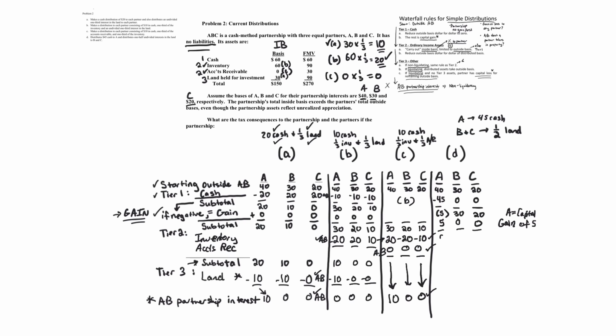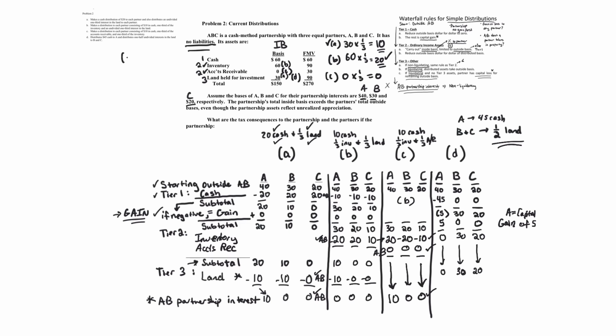So look at this. A has 0 basis at this time in the subtotal. B and C have 30 and 20. So then we bring this down to the subtotal again, 0, 30, 20, and we go to tier 2. I'm sorry, tier 3, my apologies, because there's no tier 2. All right, so in tier 3, B and C receive 1/2 of the land. So now I'm going to do calculation D.